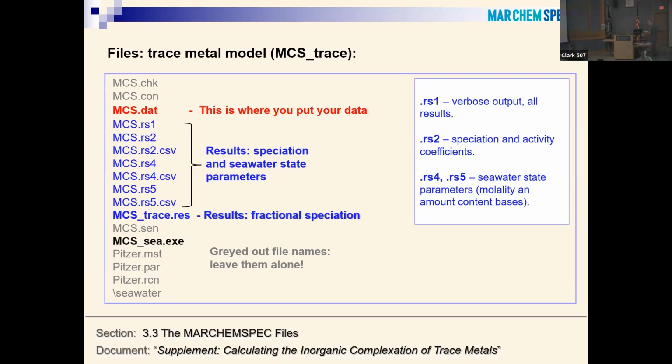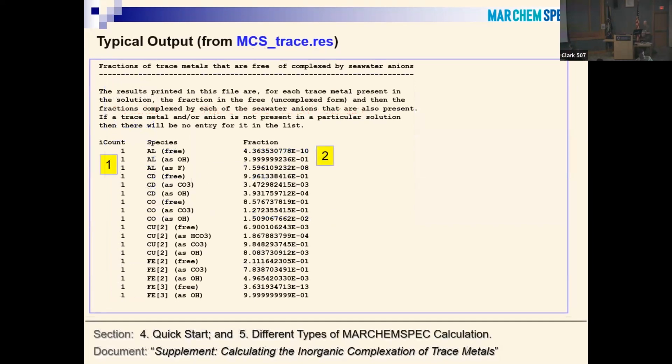So let's have a look at an example result, which is actually pretty simple, doesn't require a great deal of explanation. So this is the content of an mcs_trace.res file. On the left, again, the I-count values, that's the problem number. And then a list of all of the metals, of which this is only a fraction. And across here, the fractional speciation.